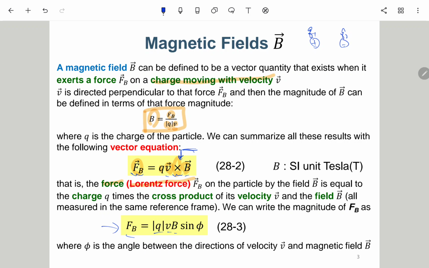Here we also have a term, sine of phi, where phi is the angle between V and B. So we need to multiply by sine of phi for this cross product.